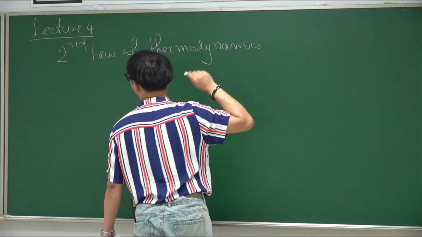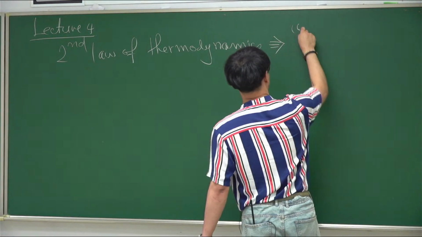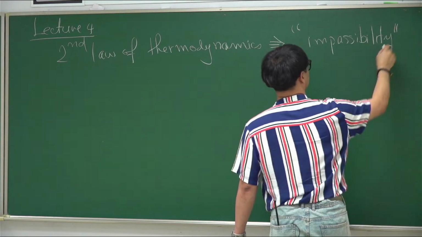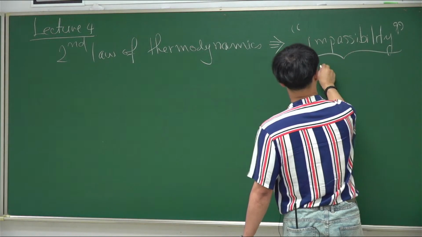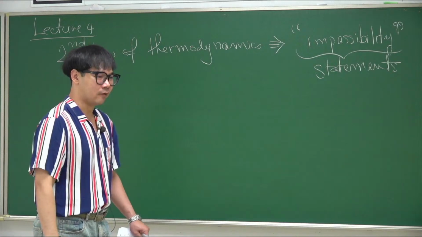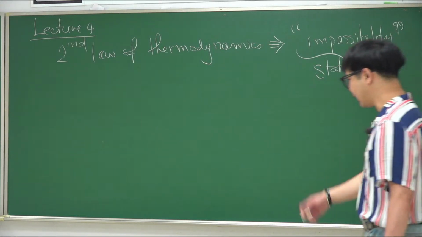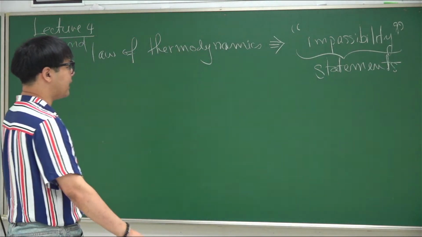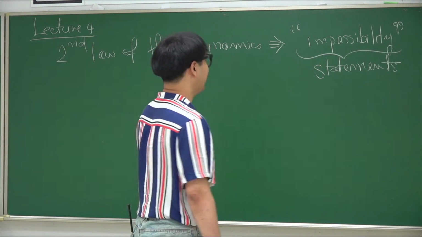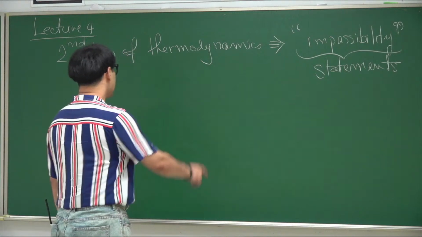So we have learned that the second law of thermodynamics is a statement about impossibility, right? Like you cannot build a perfect heat machine or heat pump, that kind of thing. And we know that the most efficient heat engine is the Carnot one. That is what we have learned last time. So today we're going to capture this statement.